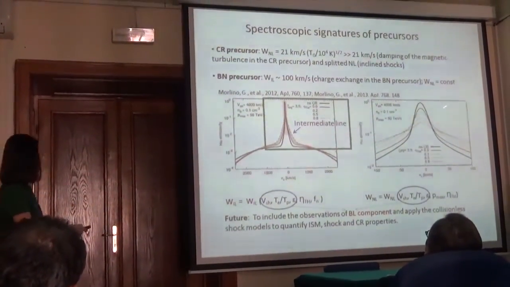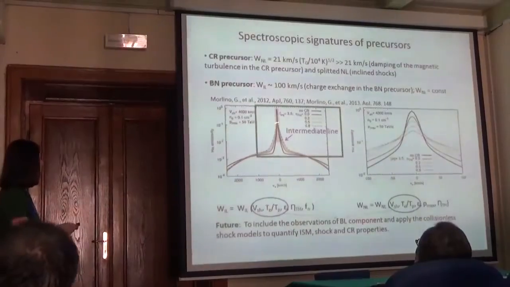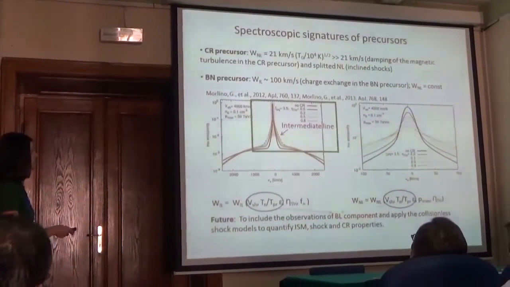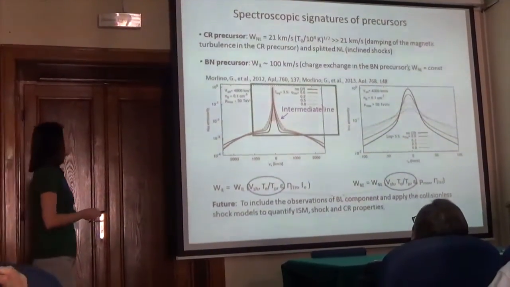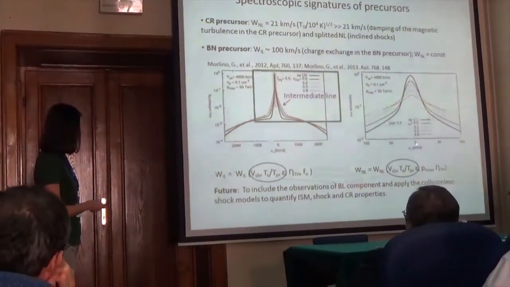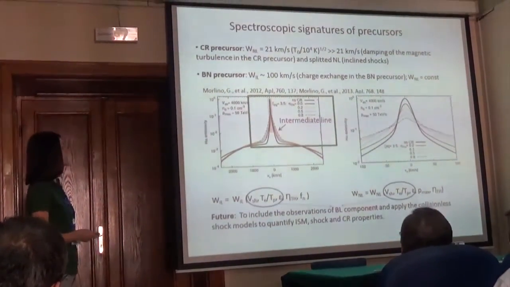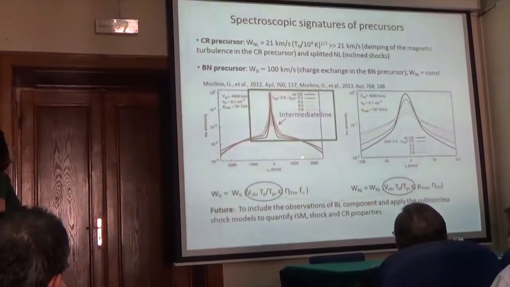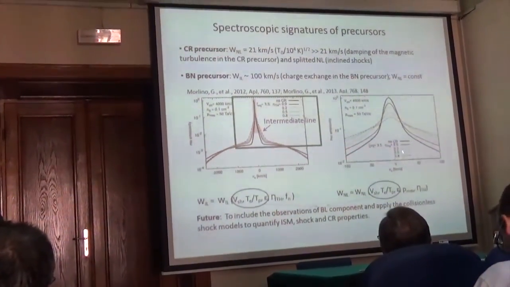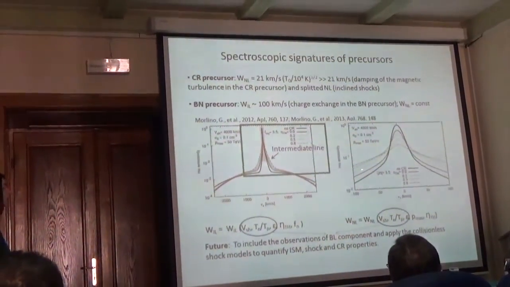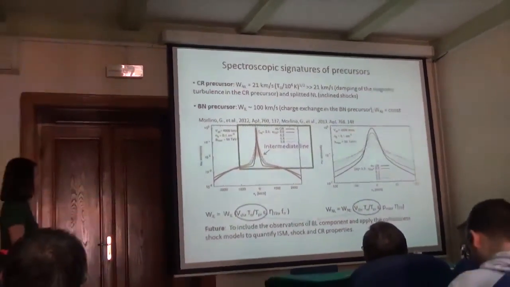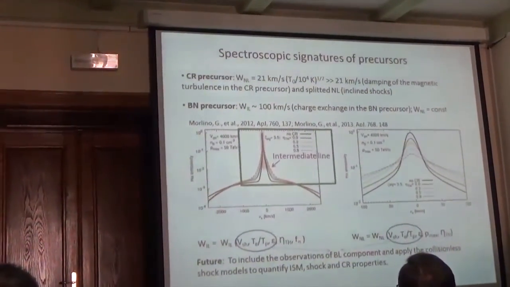You can see the zooming of this part, and you can see how the lines are affected by turbulent heating in the precursor. So if you have higher turbulent heating, then both lines become much wider.